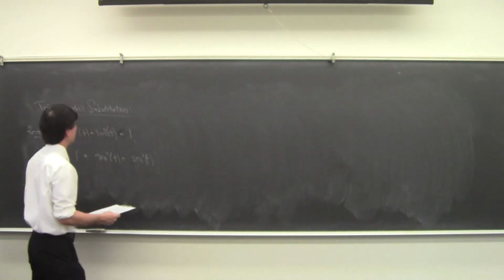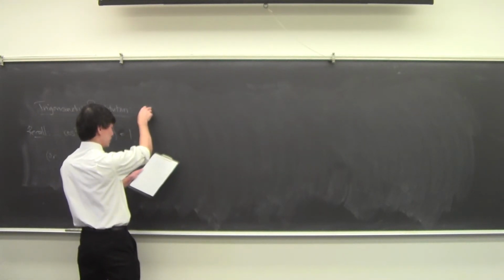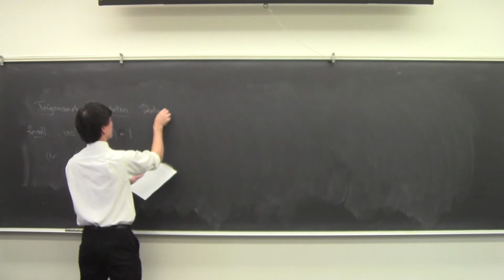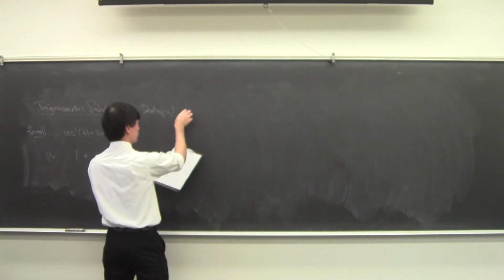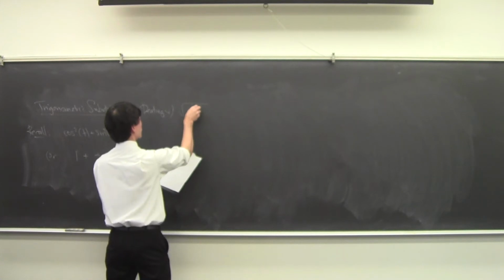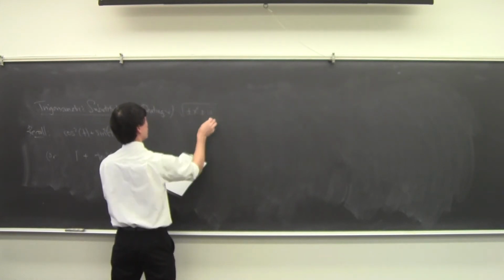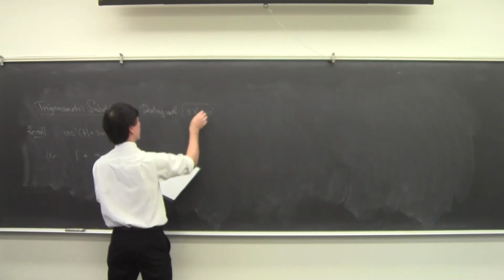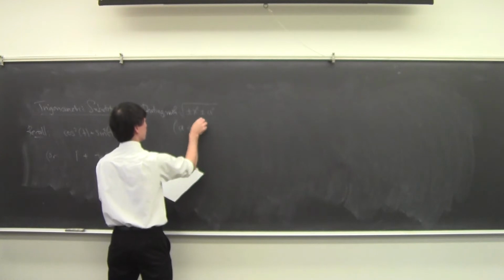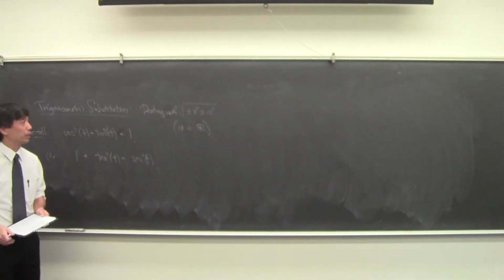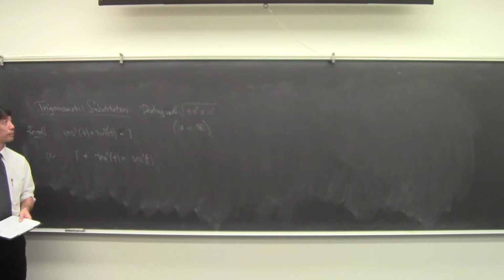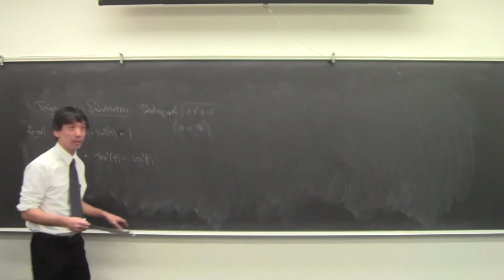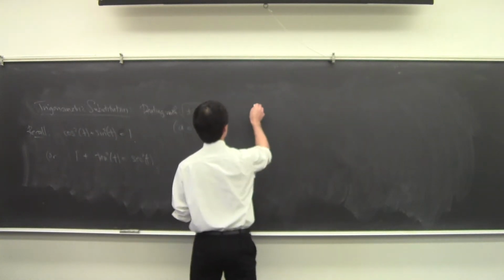And trigonometric substitution basically is dealing with terms that look like plus or minus x squared plus or minus a squared, where a is some constant. x is your variable, and a is the constant. Okay, so let's start off with an example of that.